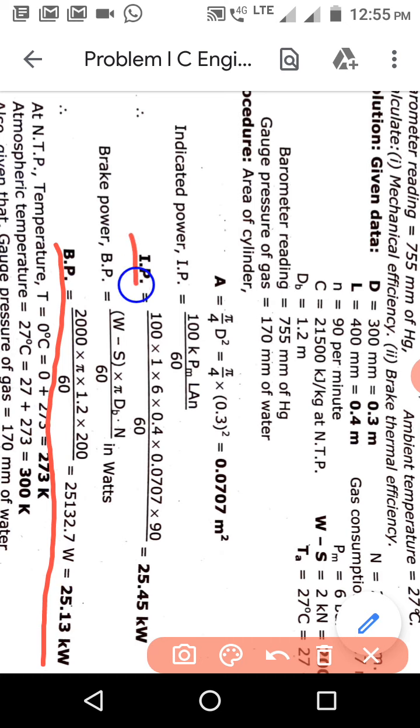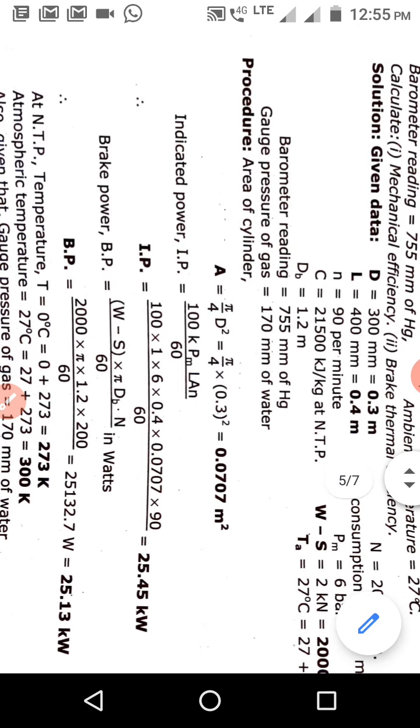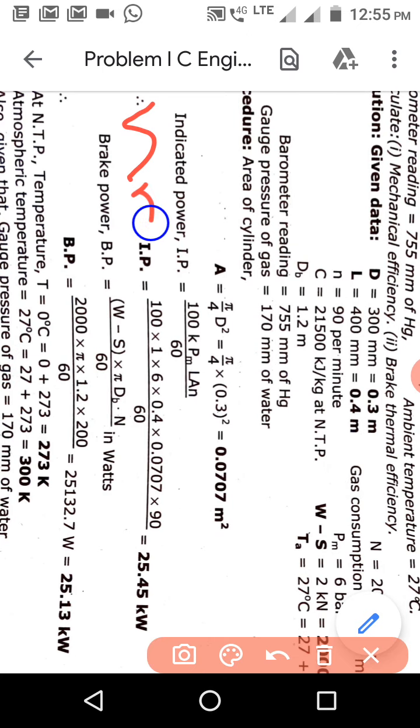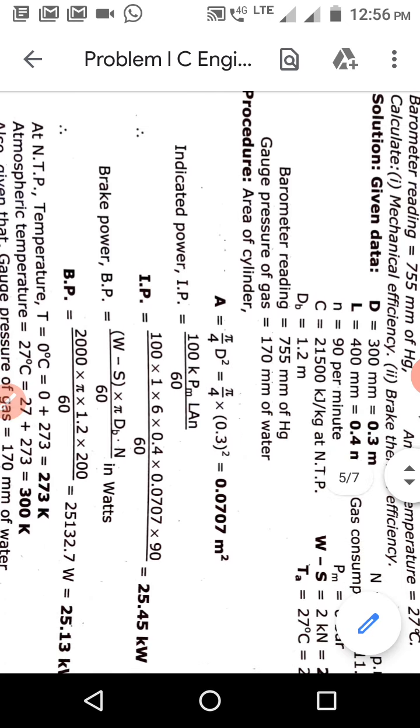Now we have calculated the indicated power and brake power, and with the help of this we can calculate the mechanical efficiency. That is nothing but the brake power divided by indicated power. So brake power is 25.13 and indicated power is 25.45. With these two data we can calculate the mechanical efficiency.